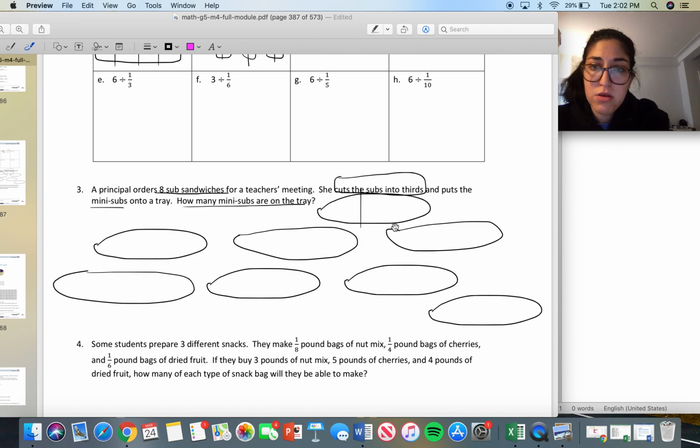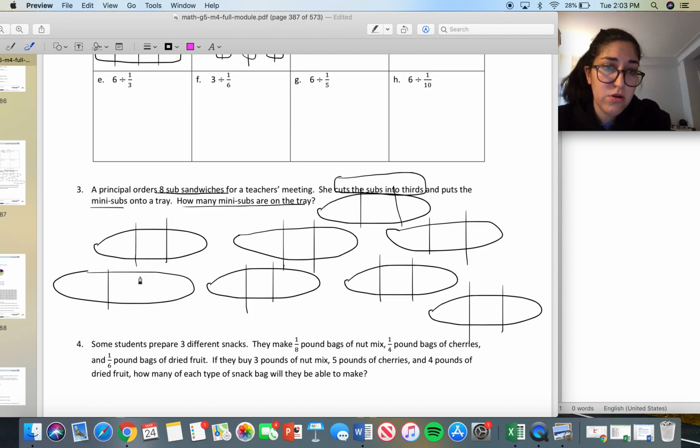1, 2, and there's my third. 1, 2, and there's my third. 1, 2, there's my third. And so on for each sandwich. And then we can count. 1, 2, 3, 4, 5, 6, 7, 8, 9, 10, 11, 12, 13, 14, 15, 16, 17, 18, 19, 20, 21, 22, 23, 24. So she ends up with 24 mini subs.